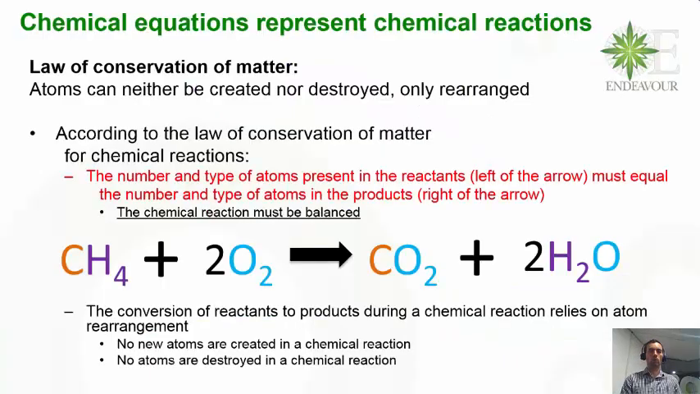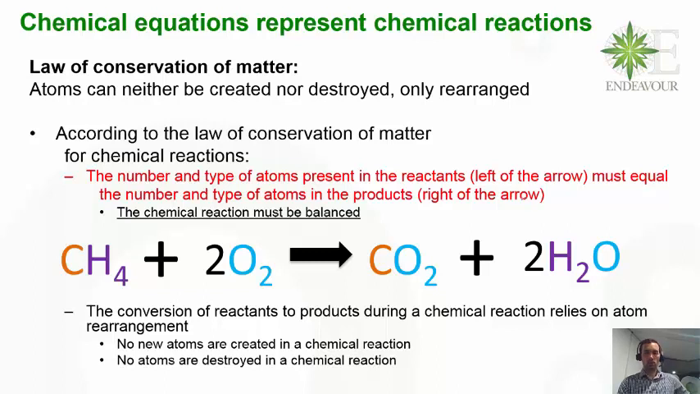A little bit more detail now on why we have to have the same number of each type of atom on the reactant and product side. Basically, it comes down to the law of conservation of matter. We've touched on this before: atoms are not created or destroyed in a chemical reaction, or really ever. They're only rearranged. So this tells us that the point here in red is that the reactant atoms on the left-hand side of the arrow must equal the number and type of atoms present on the product side.